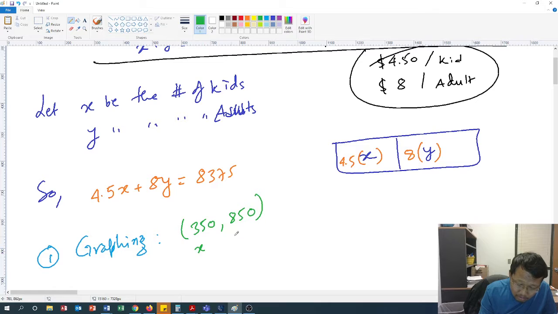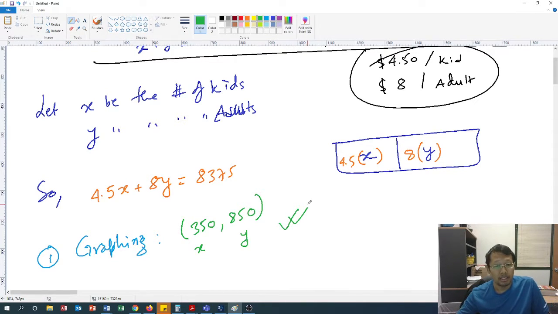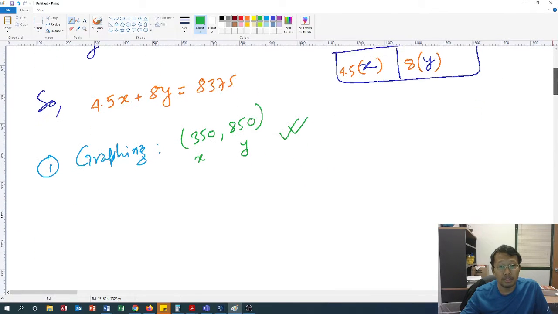So this is X value and this is Y value. So we can say that 350 kids entered the movie hall and 850 adults entered the movie hall. Okay, so that was quite easy using GeoGebra. All right, now let us move on and work by using substitution method.